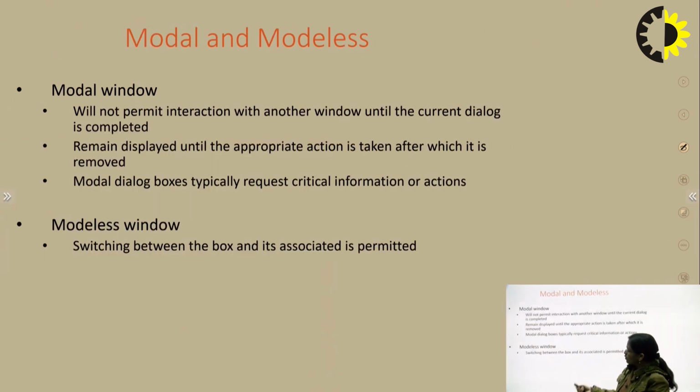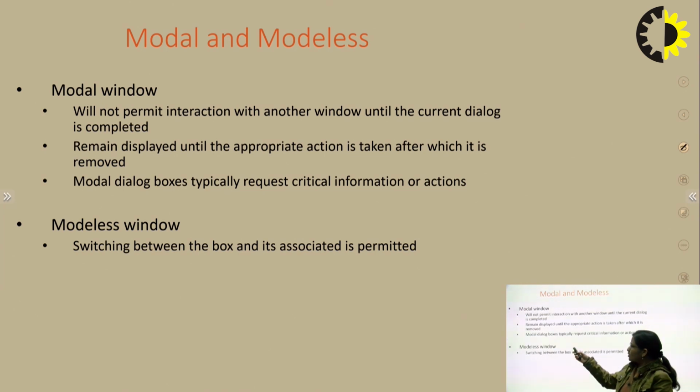Next are the modal window and the modeless window. We have talked about the primary window and secondary window; the third one is the modal window. A modal window will not permit interaction with another window until the current dialog is completed. It remains displayed until the appropriate action is taken, after which it is removed. If you have not pressed any action button, that window will remain as it is.